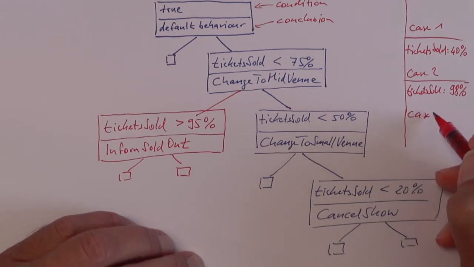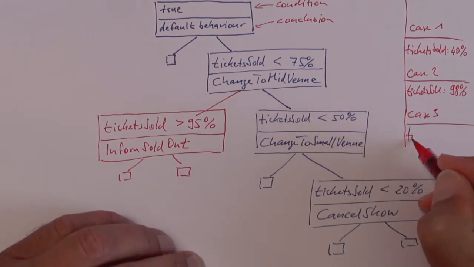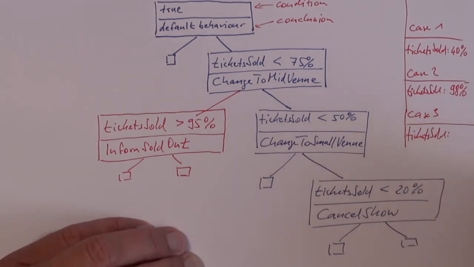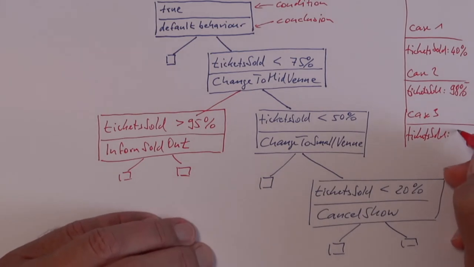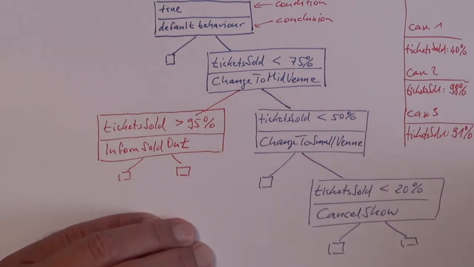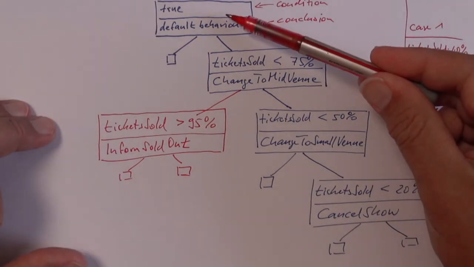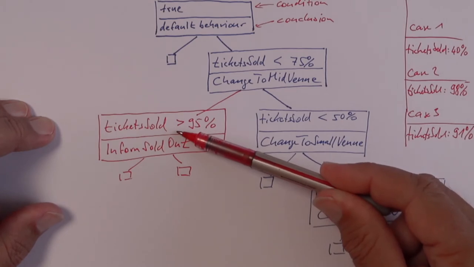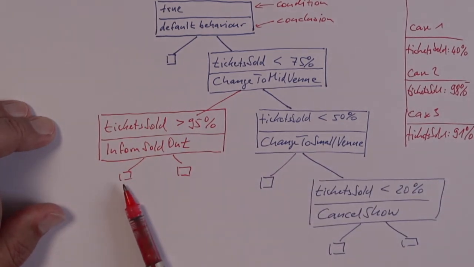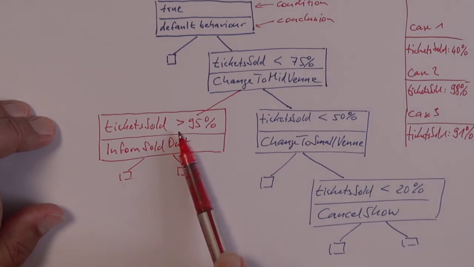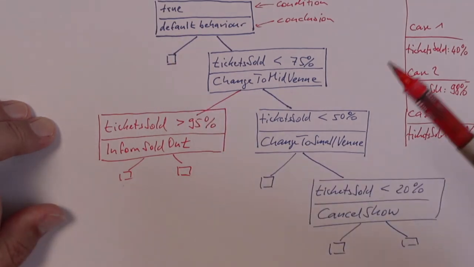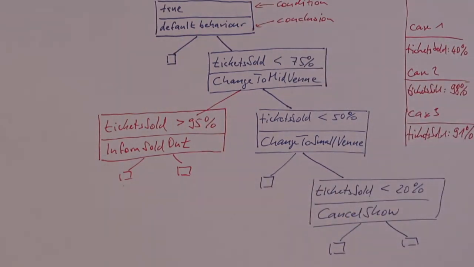Let's take a third case. And let's say it's 91%. This one is true, this one is false, this one is false. And so we come to this node here. Now the second phase with 91%. This is false, this is false, this is true. So we do the default behavior. So we do what is said in the specification itself, and we do not invoke a worklet.